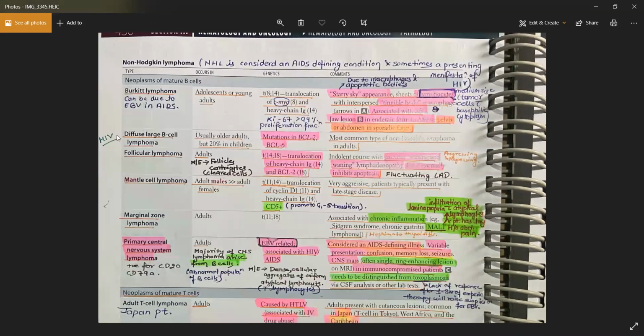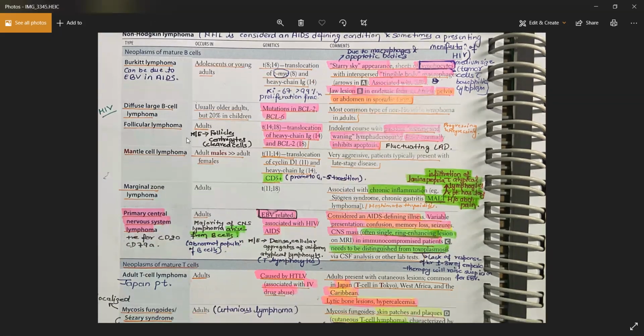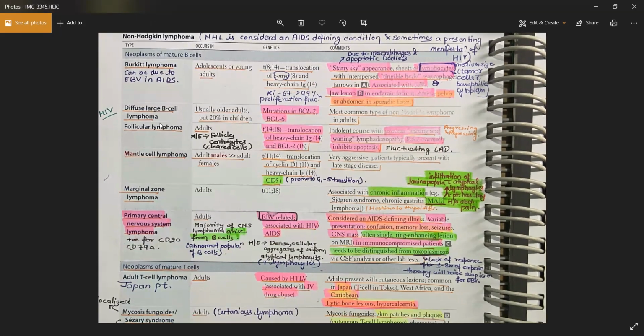Then comes diffuse large B-cell lymphoma. It is the most common type, and it is associated with mutations in BCL2 and BCL6. Remember, these are anti-apoptotic genes and proteins, right? So the cells become very resistant to apoptosis, and that's why they can cause lymphoma. They are generally seen in HIV patients. It's the most common type. Nothing much to know about these lymphomas.